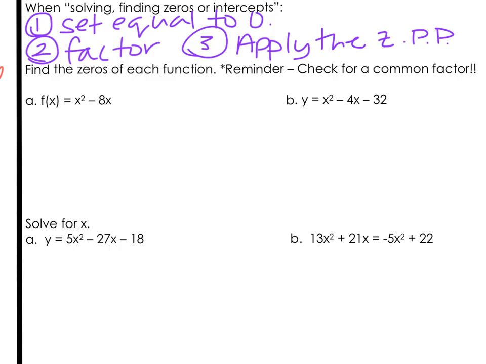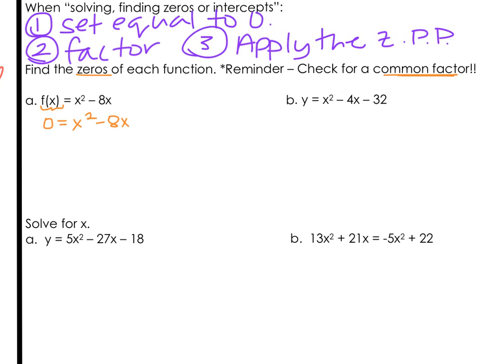When asked to find the zeros for each function, we're basically just solving for x. And it says, reminder, always check for a common factor. That's fair game for any part of this process. Question A, f of x equals x squared minus 8x. Notice there's no constant there, but we'll see how that plays out when we factor. The first step is to set it equal to 0. Where that f of x is on the left-hand side, I'm going to plug in 0 as a placeholder. My quadratic's on the right-hand side, so let's see what we can factor.